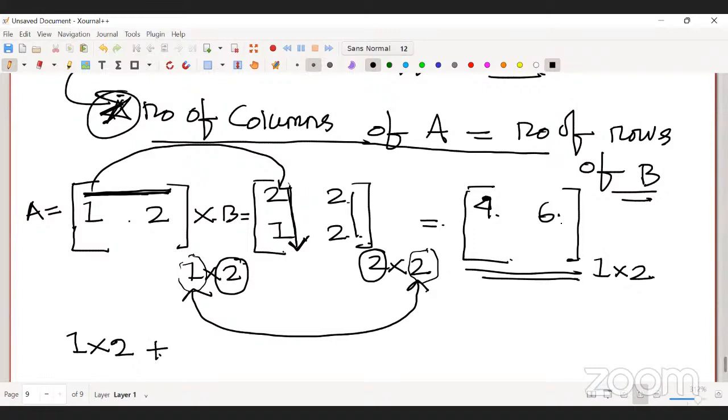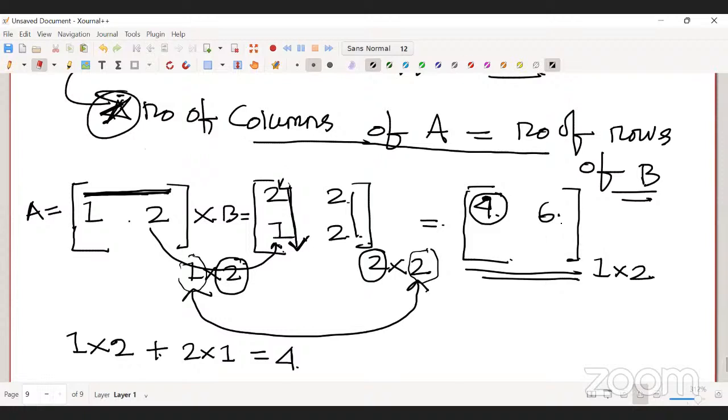Plus 2 times 1. So this is basically 4. That's why I'm getting 4 here. And similarly, you can see that again, I'm doing the same thing. I'm multiplying the first row with the second column.